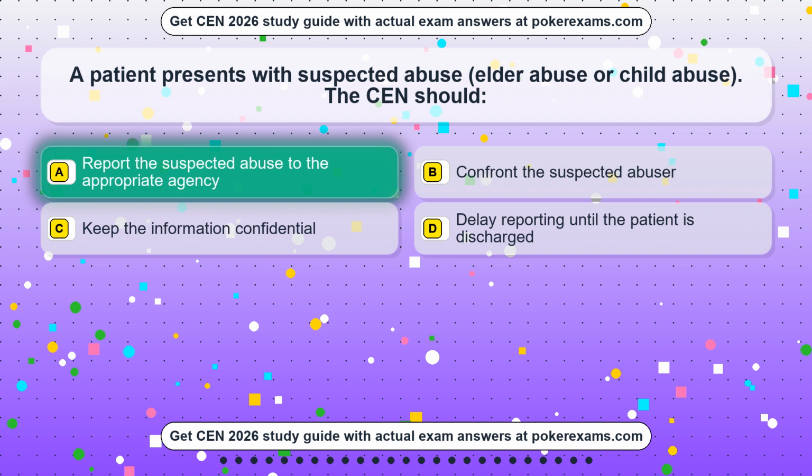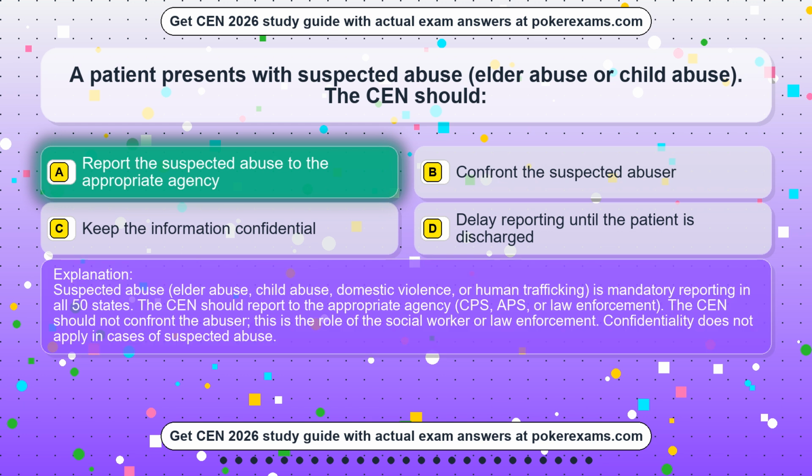The correct answer is option A. Report the suspected abuse to the appropriate agency. Suspected abuse, elder abuse, child abuse, domestic violence, or human trafficking, is mandatory reporting in all 50 states. The CEN should report to the appropriate agency, CPS, APS, or law enforcement. The CEN should not confront the abuser, this is the role of the social worker or law enforcement. Confidentiality does not apply in cases of suspected abuse.